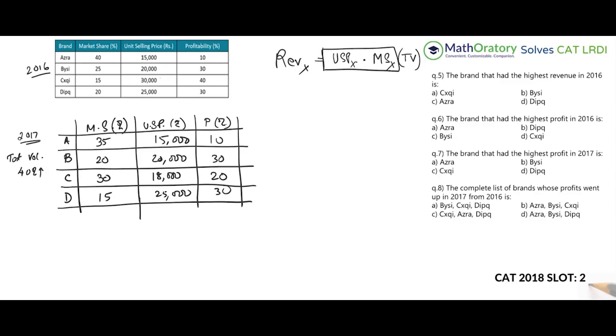So let us quickly get the numbers. I'll take it in the order in which the table is present: A, B, C, D. So for A, we have 15 into 40. I'm ignoring the thousands, by the way. For the next one, we have 20 into 25. The next one, we have 30 into 15. The next, we have 25 into 20, right? These are the comparison points here. Now, I hope you can quickly see that 20 into 25 and 25 into 20 will be the same number.